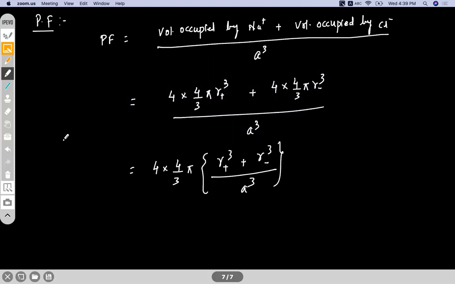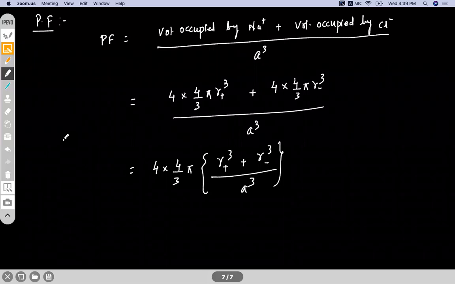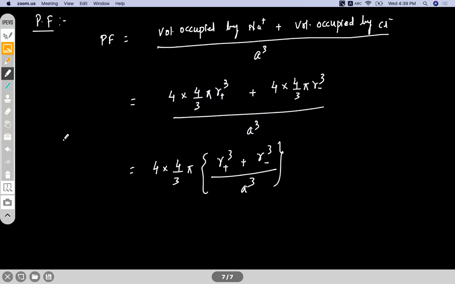They won't ask you to calculate the packing fraction of ionic crystals. Normally they'll ask it for covalent compounds where the r value is the same, so you don't have r plus and r minus. We have only r, hence the calculation is easy, as we did last class. But if they ask, the method is this only. Okay, so this is one type of crystal.